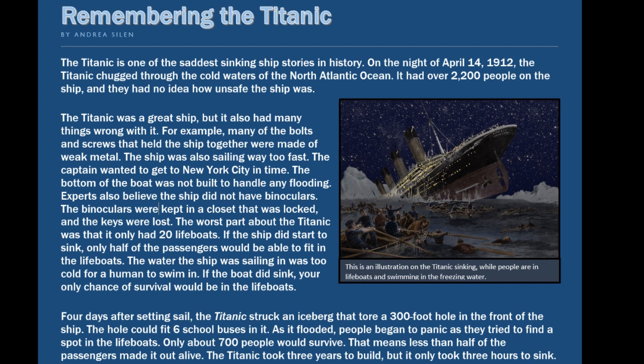So just some cool facts about it. But I want to go back to the very first sentence. The Titanic is one of the saddest sinking ship stories in history. That's the first thing that this author said. So I'm already thinking she's probably thinking that this is going to be a text that is talking about the Titanic, but not in a happy way. Not how great and big and glamorous the ship is, but more of the sad part of the story. So I kind of already have an idea of what she's going to be talking about.